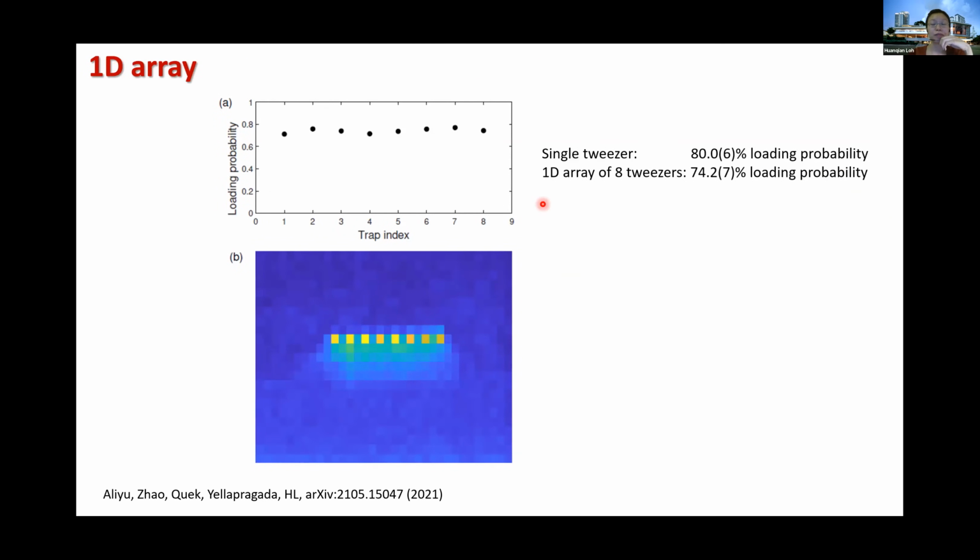Okay, and so far all that work was done for a single tweezer. We also show that for a 1D array of 8 tweezers, we can maintain the loading probability to be relatively high. It's probably a little bit lower just because of some small inhomogeneities in our trap depth. And we find that the loading detuning is actually quite sensitive to the exact trap depth.